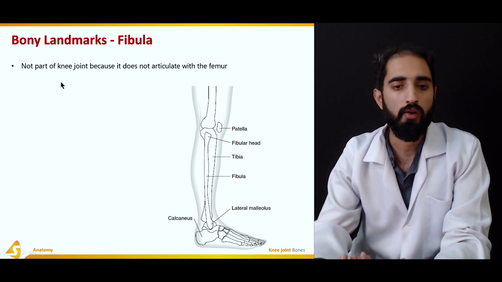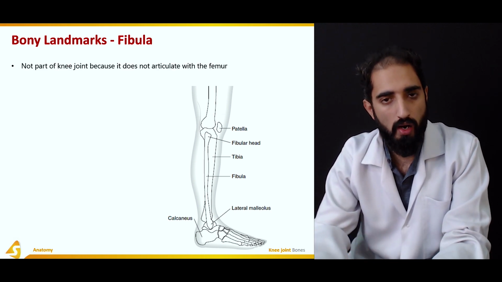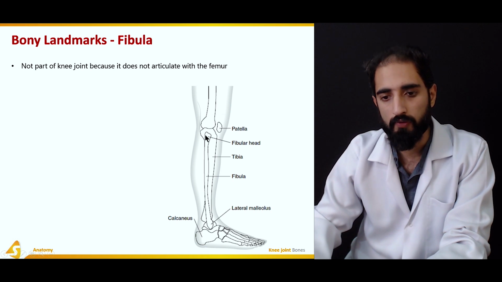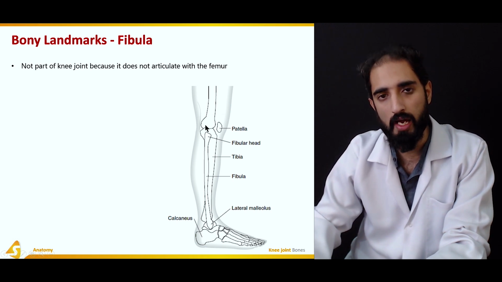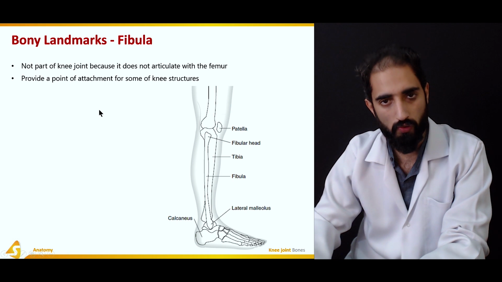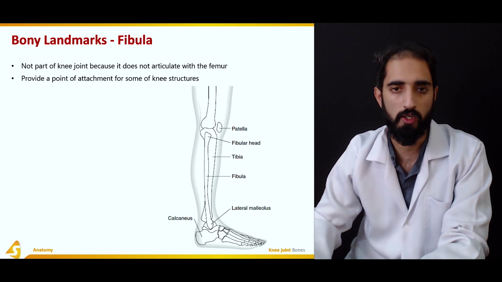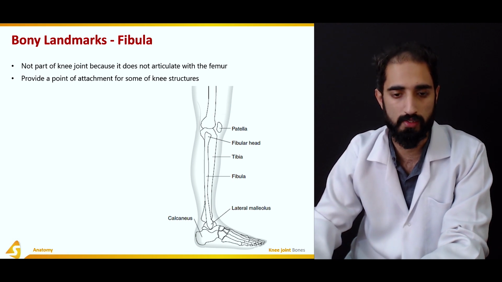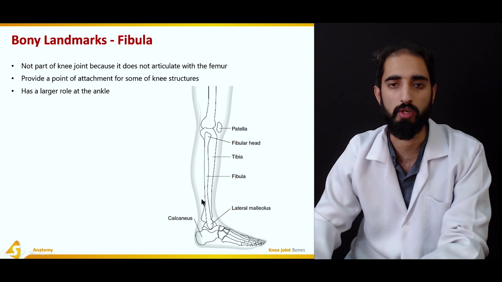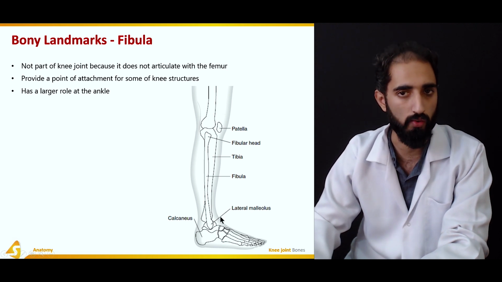Moreover, as I already mentioned, the fibula is not a part of the knee joint because it does not articulate with the femur. As you can see, here is the femur, and the fibula is not reaching as high as the tibia to articulate with the femur. So it provides a point of attachment for some knee structures, but it does not participate in the formation of the joint itself. However, as I already mentioned, it has a larger role at the ankle because it is the major proximal bony partner of the ankle, or the talocrural joint.